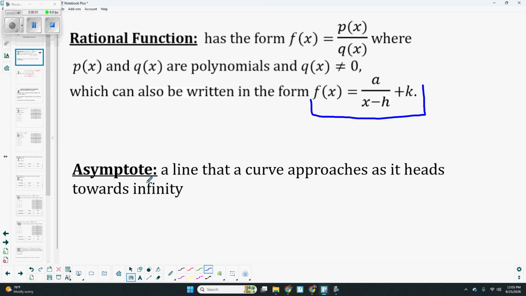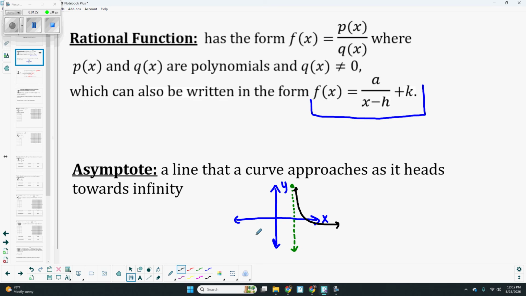An asymptote is a line that a curve approaches as it heads towards infinity. And when we say approaches, we mean gets close to, but never crosses. So asymptotes will look something like this on a graph. So if you have your x and y axes, you have something like an asymptote here. So it's an invisible line that appears on the graph so that your graph is going to get really close to it and then never touch it ever again, right? It's never going to go through.